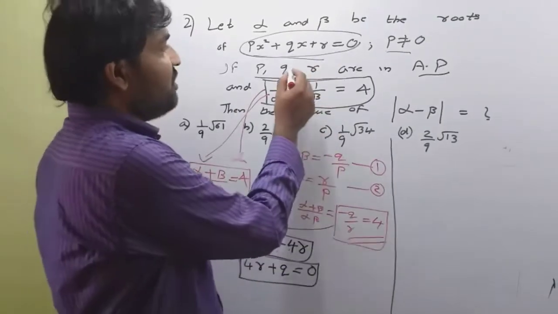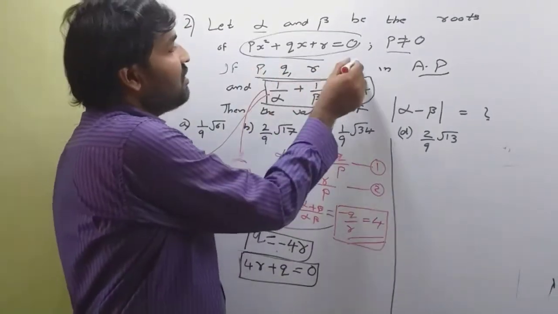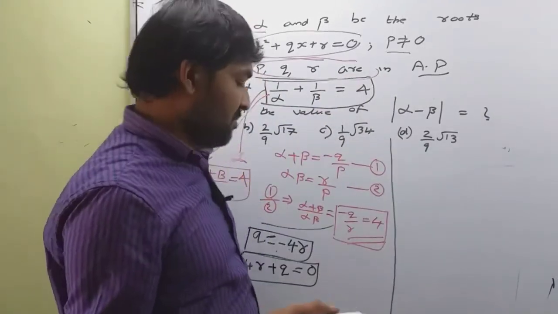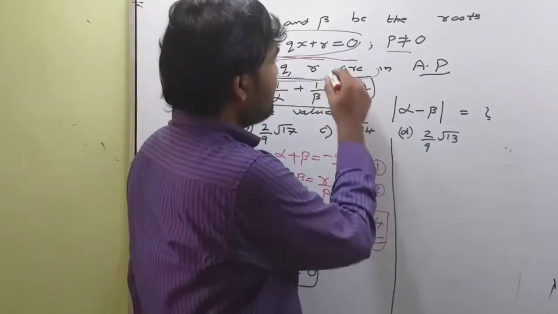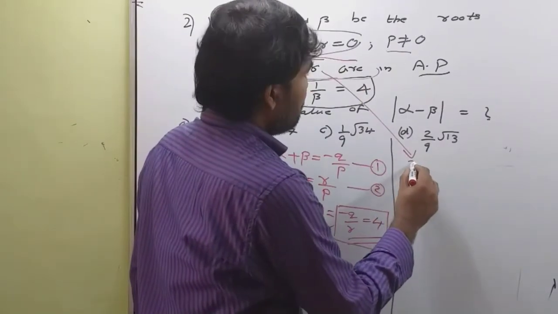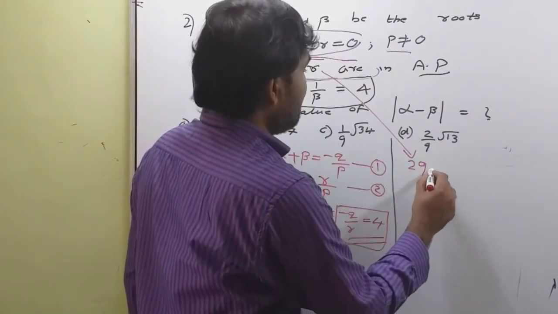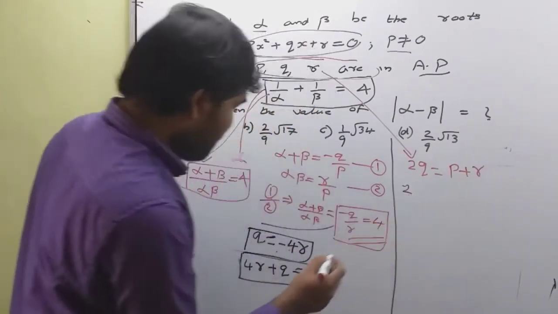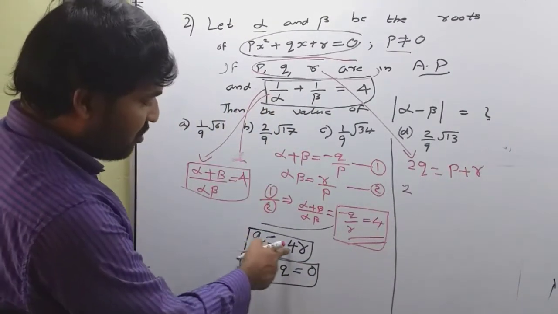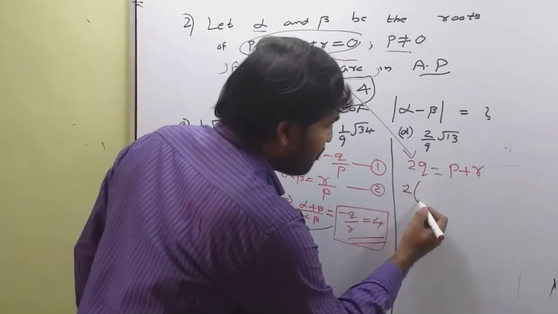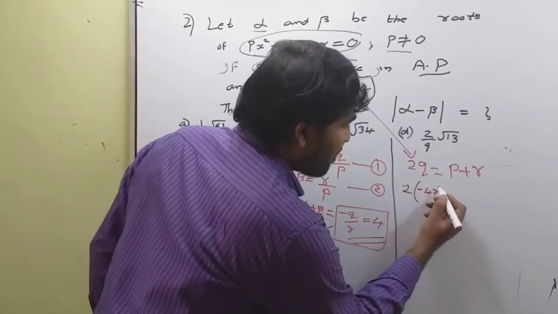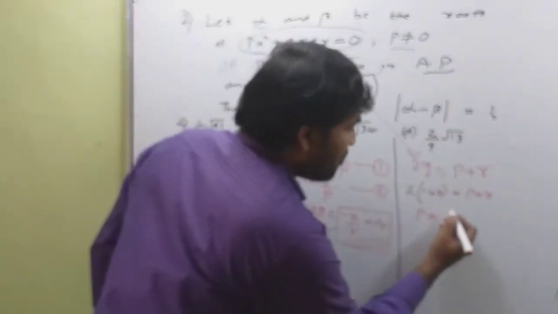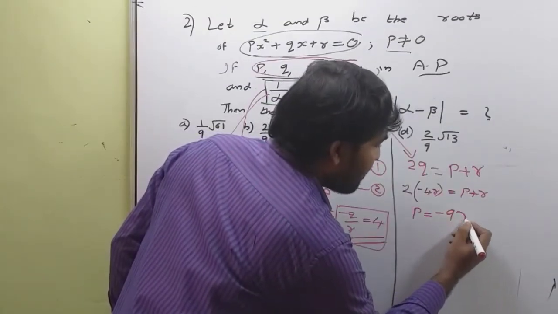Now look at this condition: p, q and r in AP. This condition implies 2q is equal to p plus r. Substituting q is equal to minus 4r, we get minus 8r is equal to p plus r, so p is equal to minus 9r.